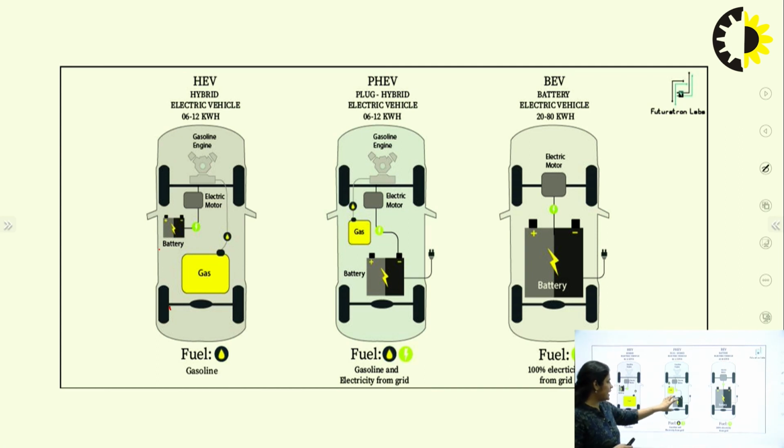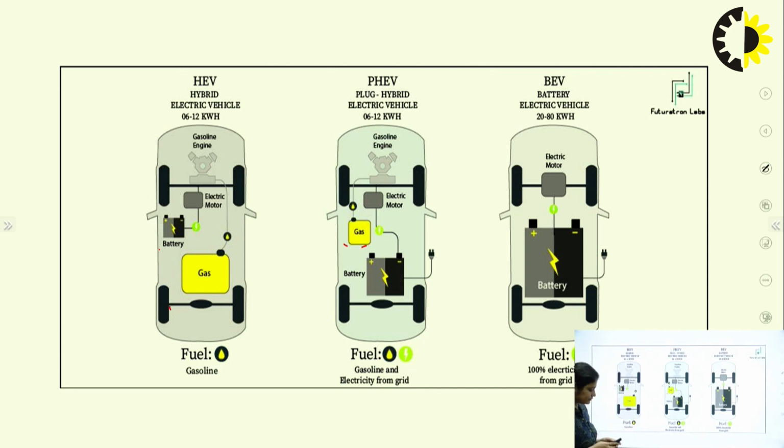The plug-in electric vehicle has a larger battery size than the hybrid electric vehicle, and it also has the IC engine based fuel, the engine is there, and the energy flows to the transmission through the electric motor as well as the IC engine, right? In the battery operated electric vehicle, the whole battery powers the electric motor.